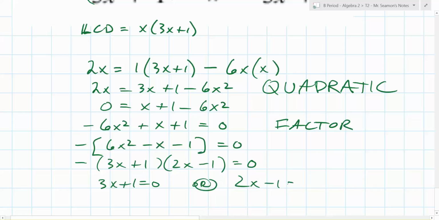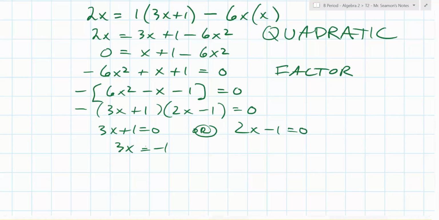Which are relatively straightforward, right? So 3x equals negative 1, x is equal to negative 1/3. 2x is equal to 1, so x is equal to 1/2. The negative doesn't matter because it's out front. Can this negative cause this to be 0? No. Only this or this can be made equal to 0.